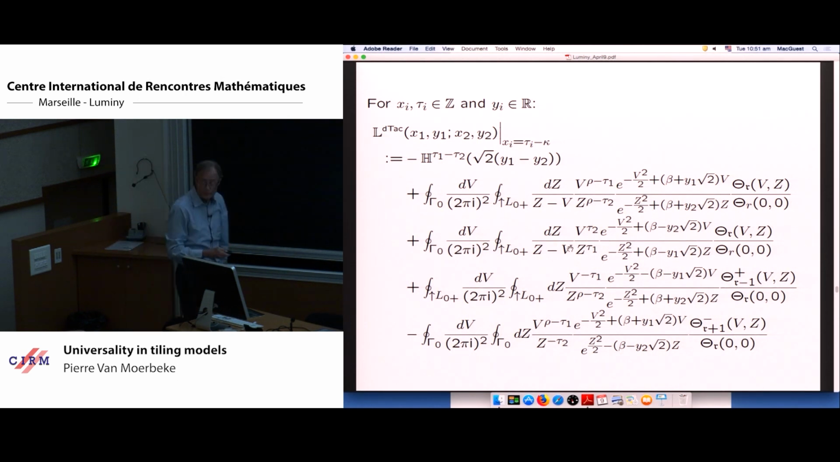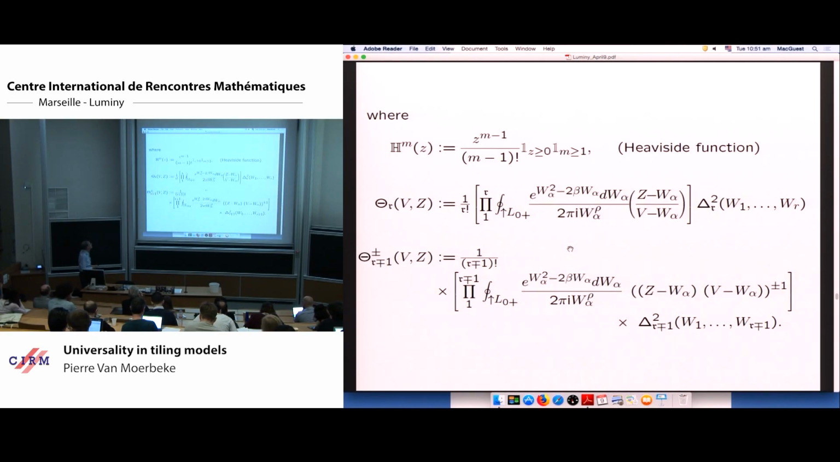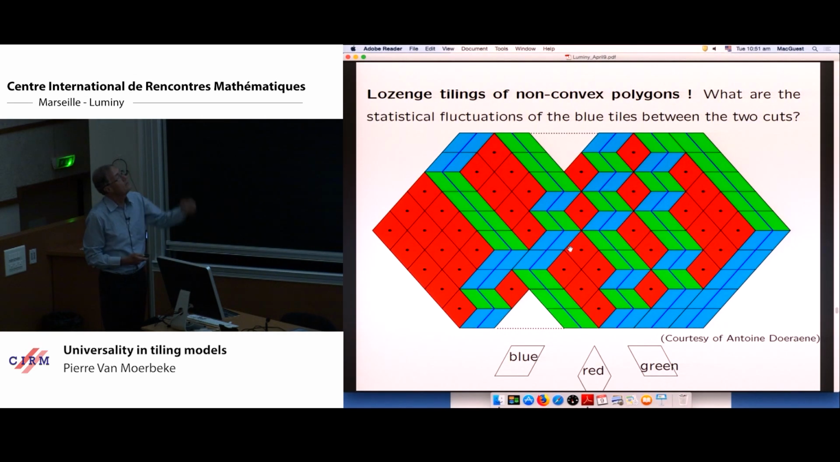Now, in the remaining few minutes, let me say very, very briefly, let me look at another problem, which is the lozenge tilings of non-convex polygons. I will not go into any detail, but this is a non-convex polygon. You see, it's basically a hexagon, but you have 2 indentations here. And this is a tiling, a very nice picture, made by a former student of Tom's, Antoine Doeraene.